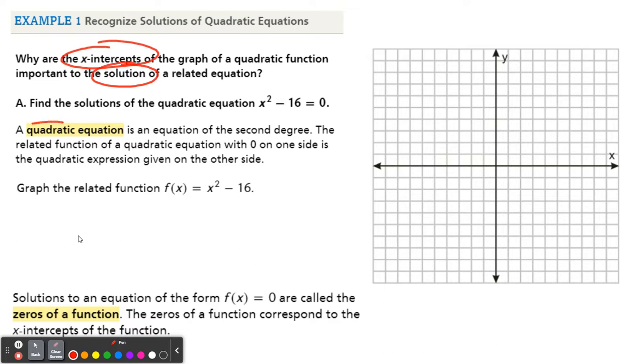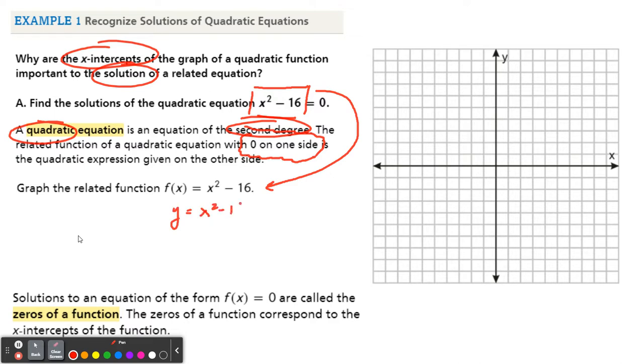This is called a quadratic equation because you have a second degree equation. X squared is the highest power. If you put 0 on one side, then the quadratic that you have on the left side can be graphed using the related function f of x equals x squared minus 16, or y equals x squared minus 16. So you can graph that.